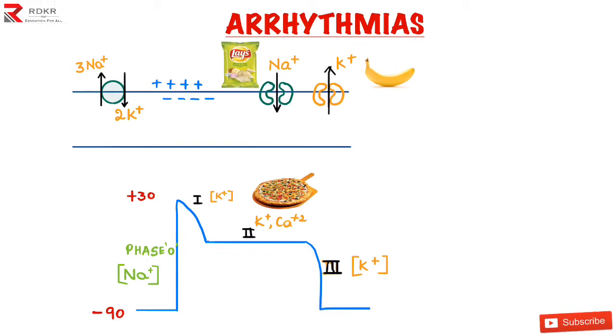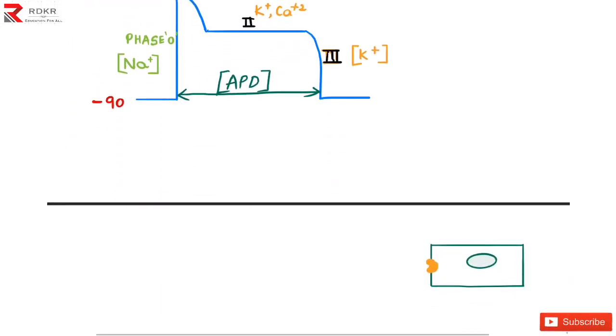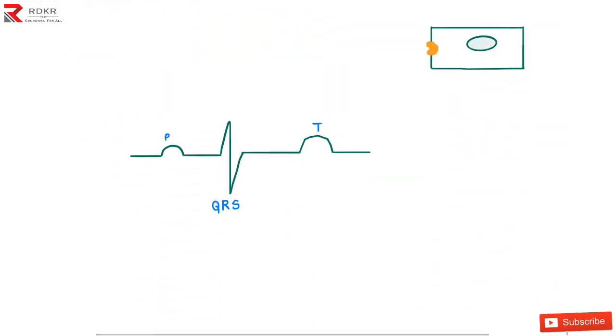After this, what happens? This duration, from here up to here, this entire duration is known as the action potential duration. This is known as APD. So this APD, we can observe it on the ECG, like I am explaining here.